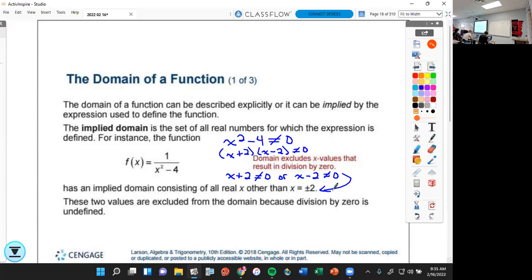So what is the domain of this function? The domain is anything but 2 or -2, right? Or we could say the domain is -infinity to -2, union -2 to 2, union 2 to infinity. Okay. And that's written in what format? What's that called? This is interval notation.